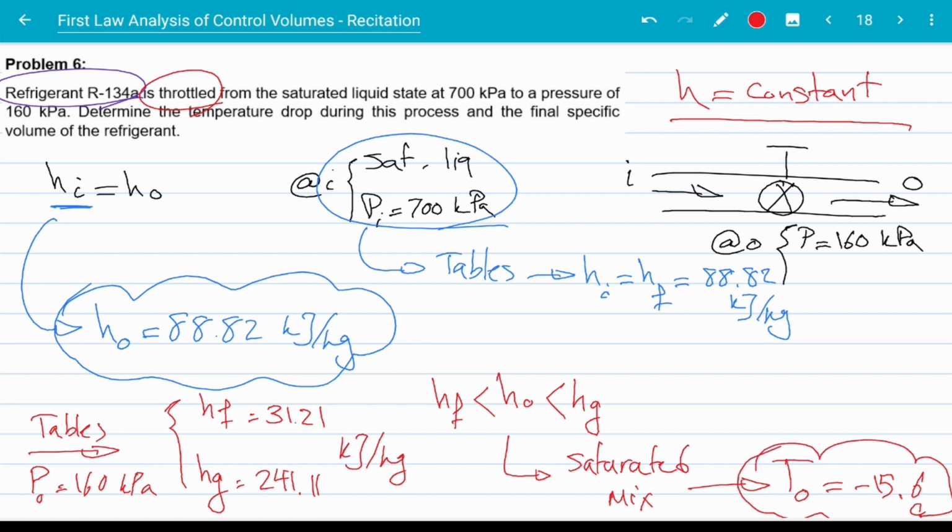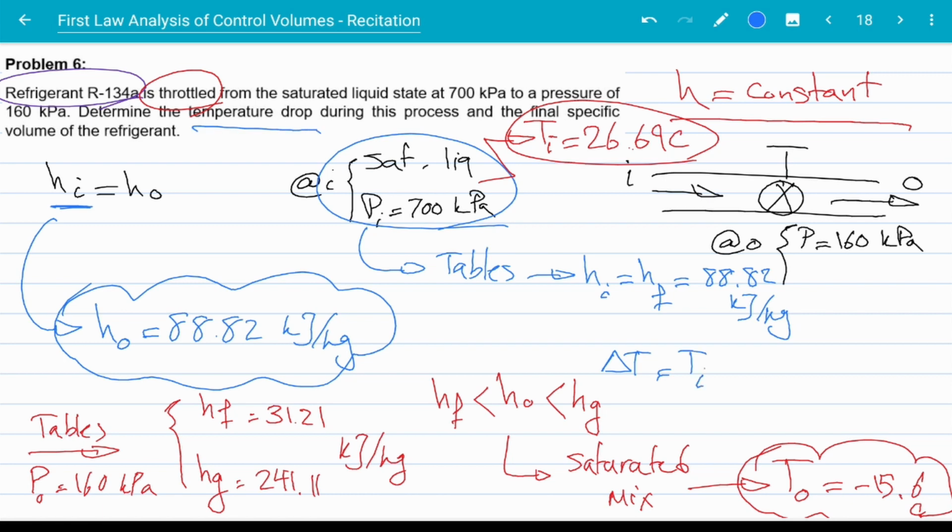So I found the temperature at the exit. Now, at the entrance, I know that the pressure is 700 kilopascals, and I'm dealing with a saturated liquid. So here, the temperature at the entrance is also the saturation temperature at 700 kilopascals. Now, check the tables again, and you will see that the temperature here is 26.69 degrees Celsius.